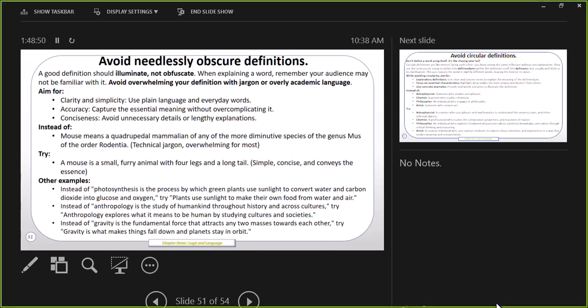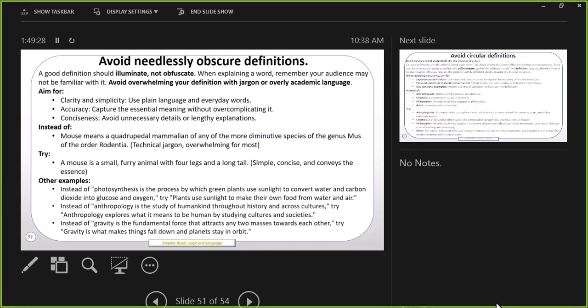This is considered to be obscure. Why? Because it contains words which are complex, difficult to understand because of the technical jargon. Words such as diminutive, quadrupedal, Rhodesia are considered to be obscure. They are obscure because they are known by a certain epistemic community which is specialized in biology or life science etc. Right? They are not open for the larger public. Try: a mouse is a small, furry animal with 4 legs and a long tail, which is a somewhat more appropriate definition for the word mouse. Avoid needlessly obscure definitions.